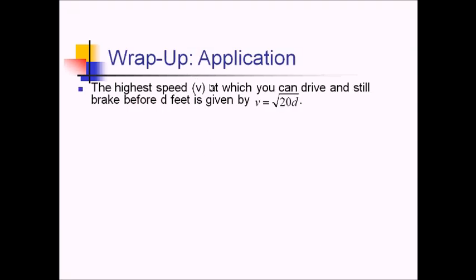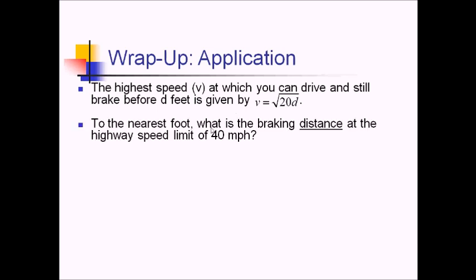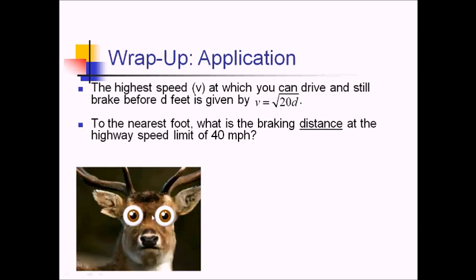So the highest speed, which we'll call v for velocity, at which you can drive and still brake before d feet, is given by v equals the square root of 20 times d. So if you want to know the highest speed that you can brake at a certain distance, multiply the distance by 20 and square root it. To the nearest foot, what is the braking distance at the highway speed limit of 40 miles per hour? So we don't hit the deer here.